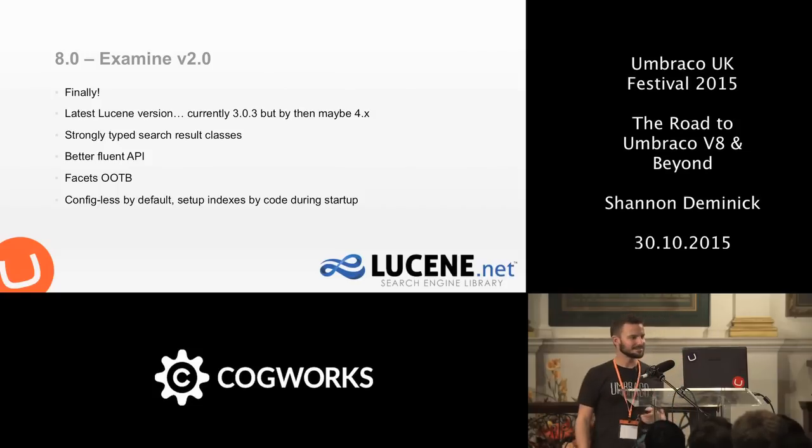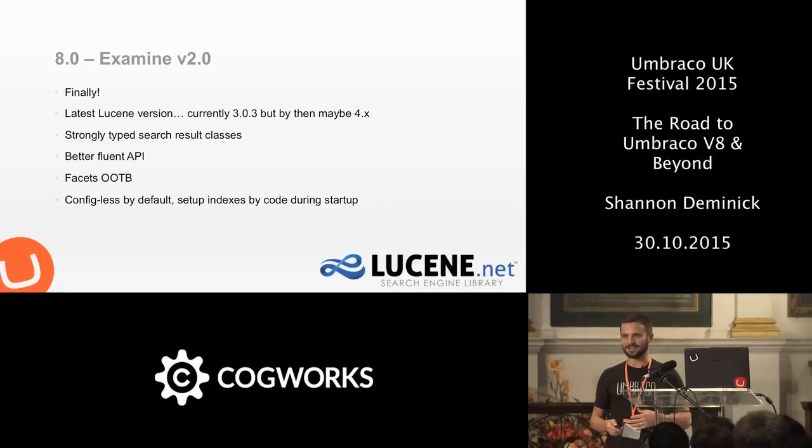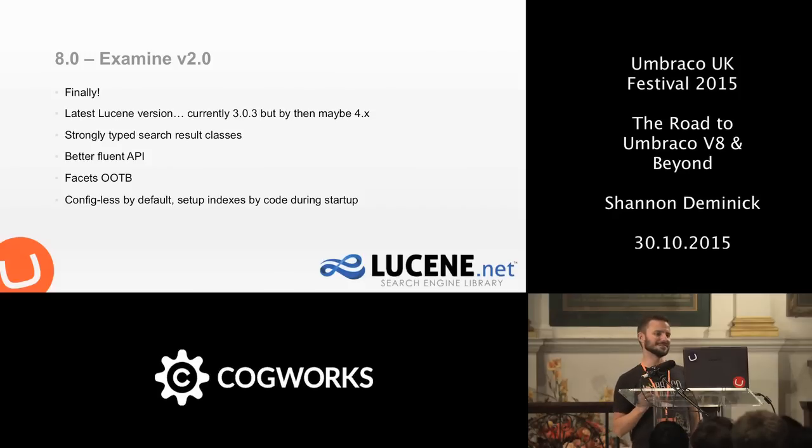Examine v2, I've been talking about this for like 2 years. And the reason why it's not released yet is because Lucene 2 has lots of breaking changes. We can't just put Lucene 2 into Umbraco now because it will break all of your code. So we have to wait until version 8 is out. But what Examine v2 fixes, it doesn't really fix what Examine has now, but it enhances it. Of course, it uses the new Lucene, which has a lot more APIs that you can use.